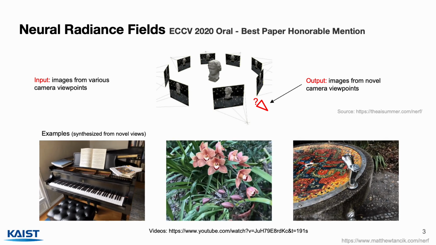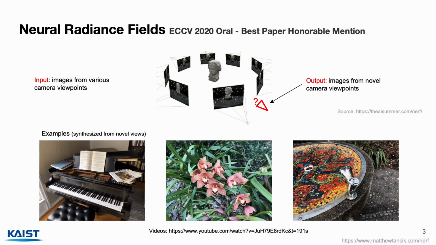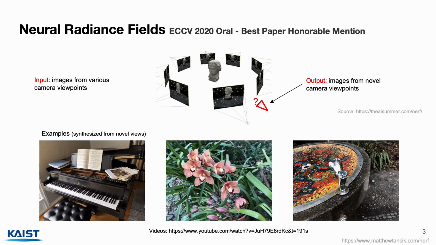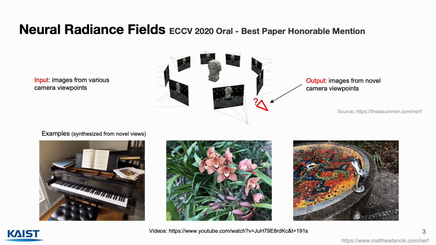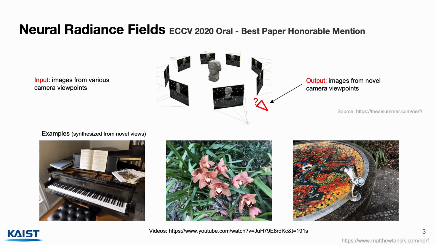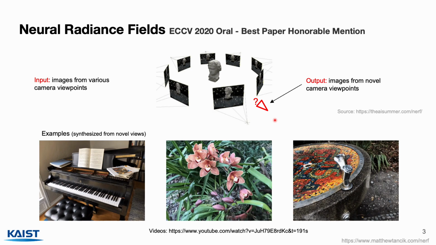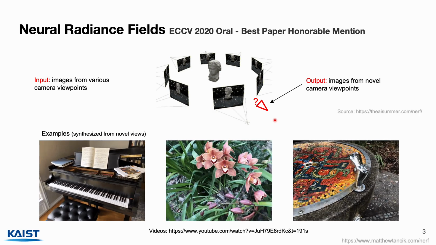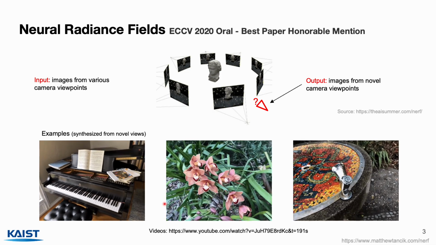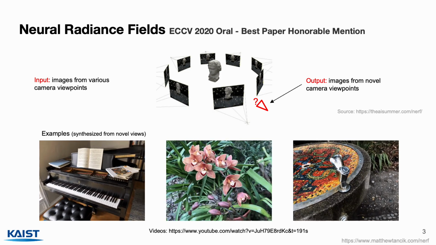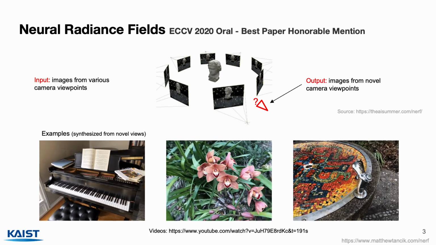NeRF, or neural radiance fields, was presented at ECCV in 2020 and has since had a significant impact on the fields of computer vision and graphics. As previously seen, NeRF takes captured images from different viewpoints and synthesizes images from novel viewpoints, as you can see here. The example below shows high quality rendering and also very continuous and consistent 3D reconstruction results. Okay, so what kind of 3D representation makes NeRF this powerful?